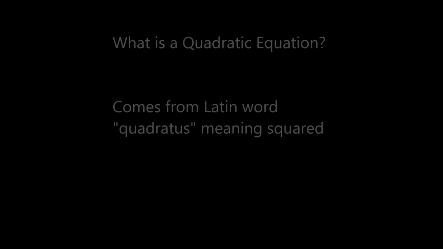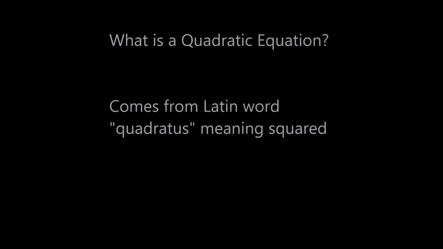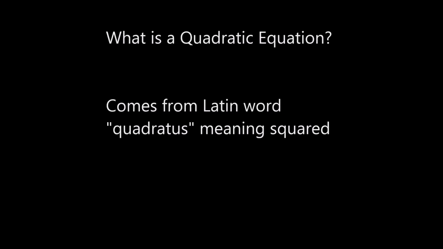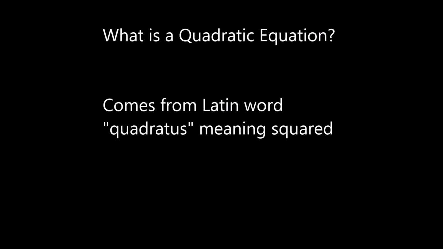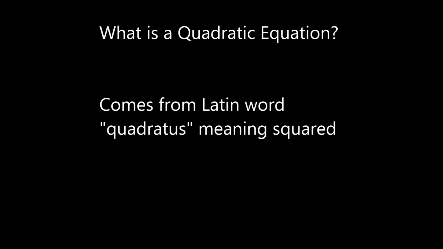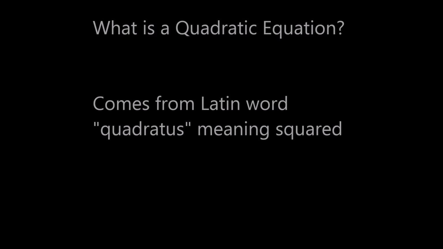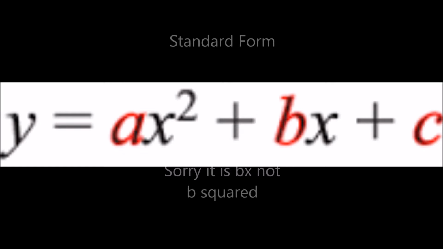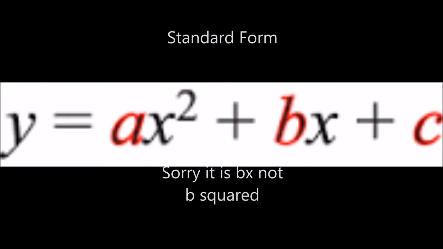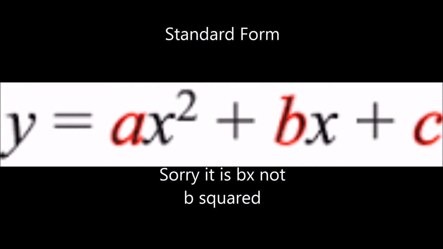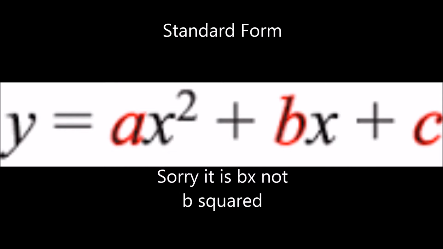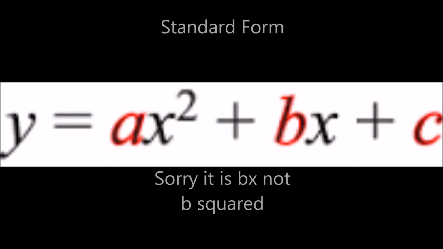To start off, we're going to first talk about what a quadratic even really is. The word quadratic actually comes from the Latin word quadratus, which means squared, and that's due to its squared variable that you'll usually see in the beginning of the equation. The standard form for a quadratic equation is ax squared plus bx plus c, which is the way that these equations will be set up in this video.